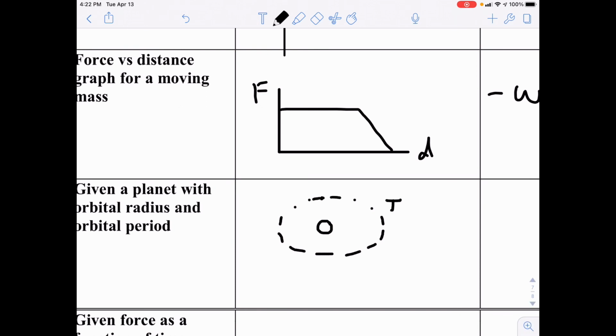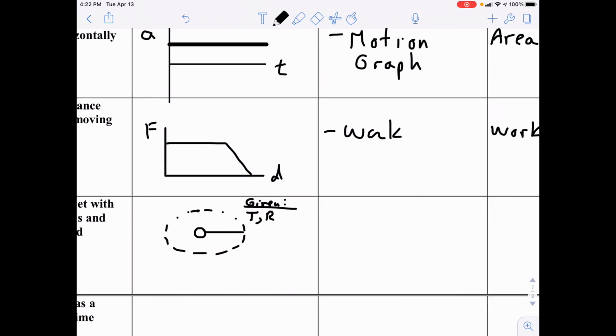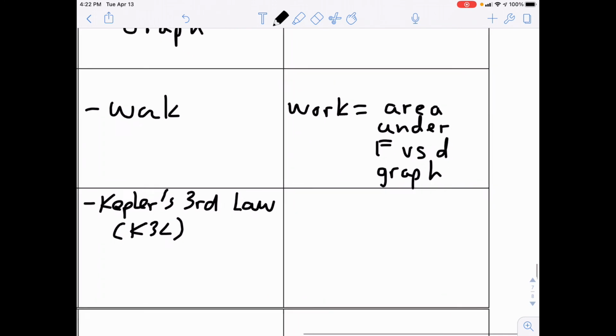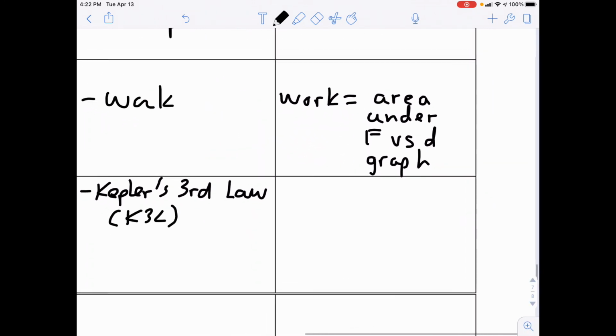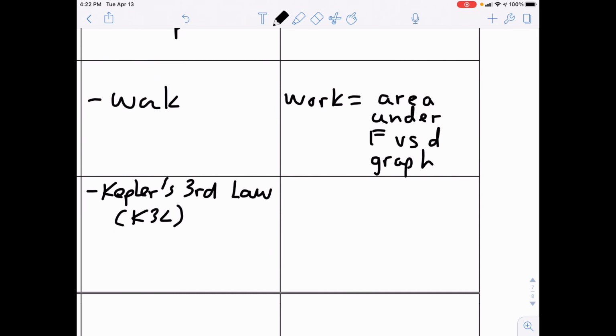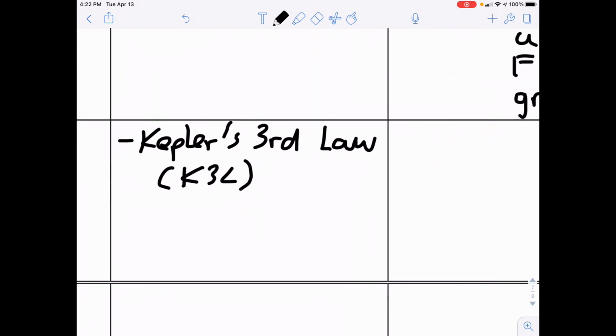So we're given orbital period and orbital radius. This would be a Kepler's third law concept, which we can abbreviate as K3L. Now, Kepler's third law, I'm going to derive it for you first, and then I'm going to show you what it is that you need to be able to know and write down from an actual equation point of view and a proportion. So it works this way.